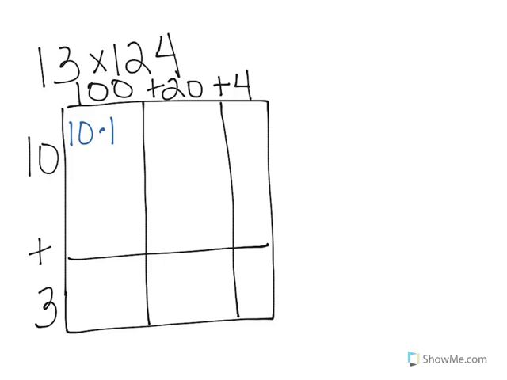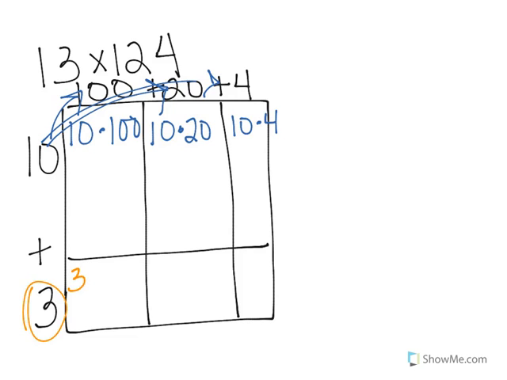10, because we're distributing that 10. And then 10 times 20. The answer is the same either way, but I like to record it accurately. And 10 times 4. Next, we're going to distribute this 3 first to the 100. 3 times 100, then 3 times 20, and then 3 times 4.